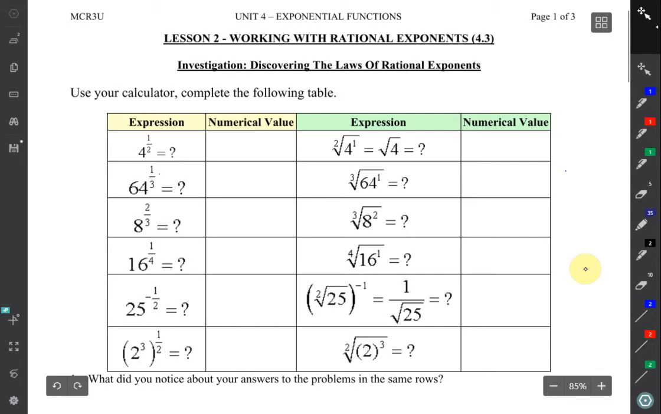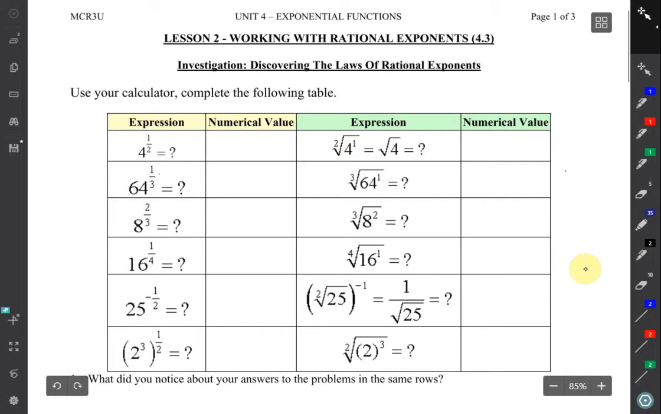This next lesson is working with rational exponents. In the previous lesson, we were working with integer exponents. Now we're working with exponents that are fractions or possibly decimals. In order to understand fractional exponents, it is best to compare them to their counterparts, which are radicals.